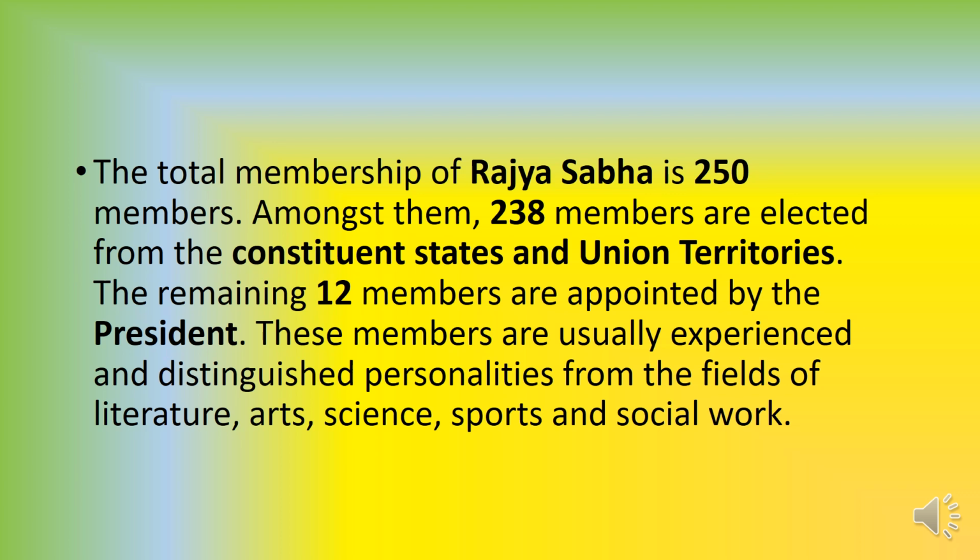Now, from which section are they appointed? These are the members who are very well experienced and they are distinguished personalities from the field of literature, art, science, sports, social work, etc. So these members, 238 plus 12, that is 250 members. Okay, the total membership of Rajya Sabha is 250.